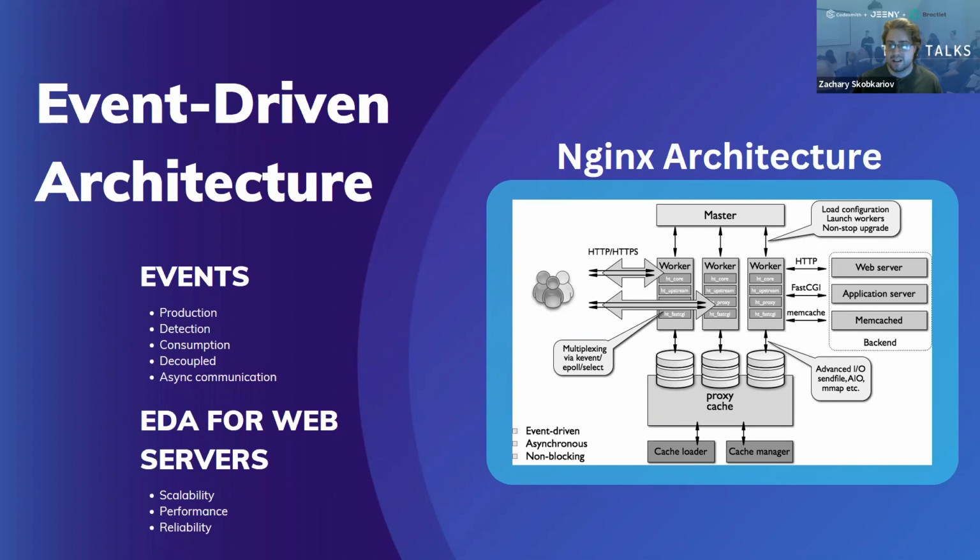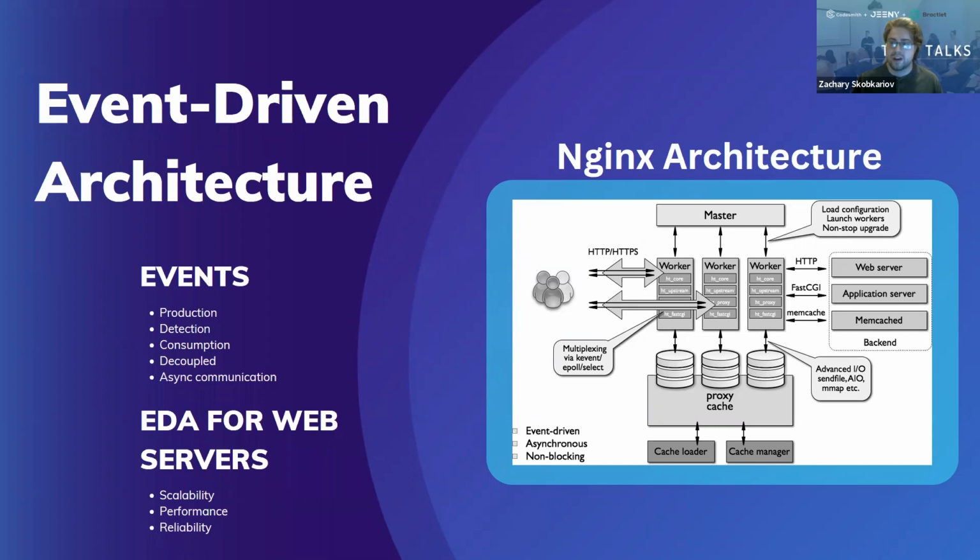In Nginx, an event-driven architecture is used to handle multiple connections simultaneously without blocking other connections. Nginx uses an event-driven and asynchronous model to achieve high performance and scalability. For example, when a new client connection is accepted, Nginx adds it to the event loop and processes events as they occur. This approach allows Nginx to handle thousands of concurrent connections without blocking.